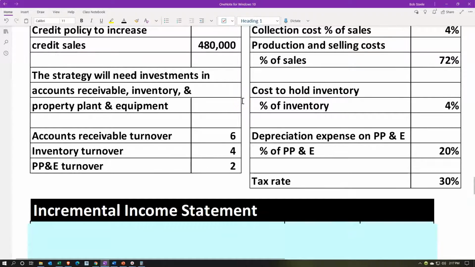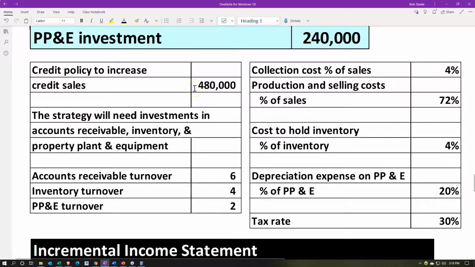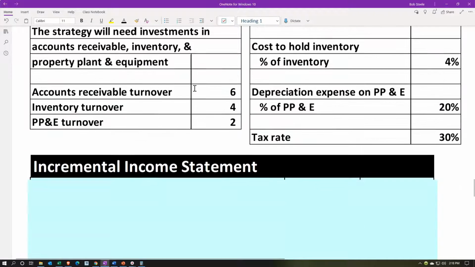So now we want to go to the incremental income statement and see what would be the effect on the bottom line, basically the net income after taxes. They gave us the top line. That's what we're assuming to be taking place, the 480,000 sales. Now we've got to figure out the bottom line, which is basically our return on what's going to be happening if we make this change, to determine if it's worthwhile to do so.